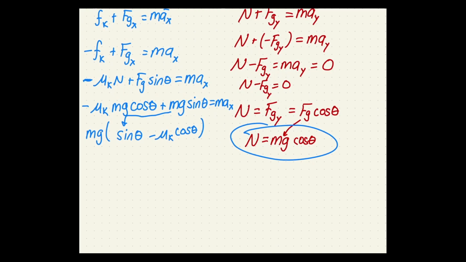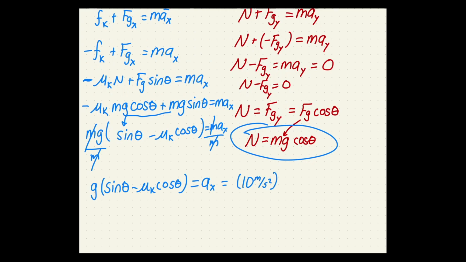Okay, so this thing here is equal to m times a sub x. If I divide both sides by mass, my masses cancel on both sides and they go away. And then I get g times sine theta minus mu k times cosine theta is equal to my acceleration in the x direction. From here, it's just a matter of plugging in numbers.